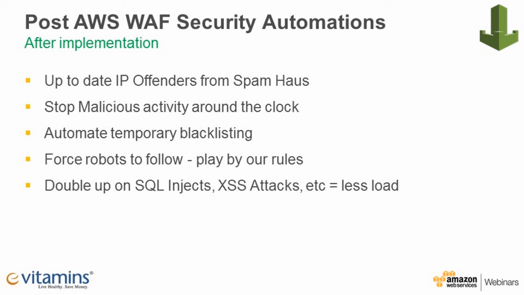Post AWS WAF security automations: after implementation, we're up to date on IP offenders from Spamhaus. IPs listed in Spamhaus are automatically blocked. Stop malicious activity around the clock. Automate temporary blacklisting. Force robots to follow and play by our rules. A lot of them do not. They flood websites with a lot of traffic all at once. And lastly, double up on SQL injection and cross-site scripting attack protection, to lessen the load on our website.